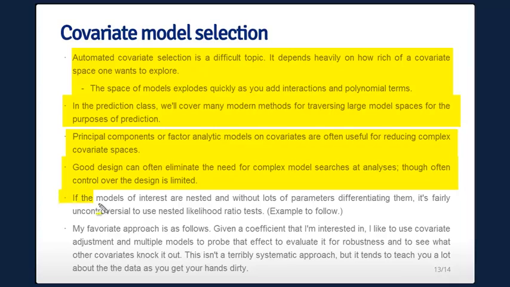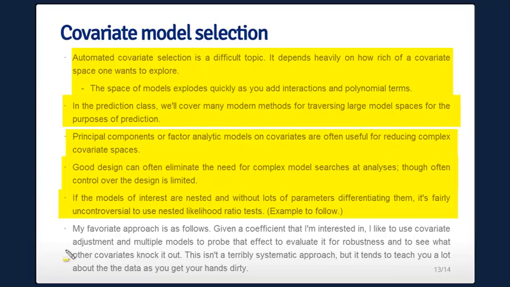So if the models that you're interested in comparing are nested, in other words, one is a special case of the other with coefficients set equal to 0, and there aren't a lot of parameters differentiating the two models. So if you want to compare a model with two terms in it to the model without those two terms, then you can just use nested likelihood ratio tests, and I'll show you how to do that in R. If you have zillions of variables that you're choosing whether or not to include, then probably you don't want to do this. But if you just have a couple, then this is a reasonable thing to do.